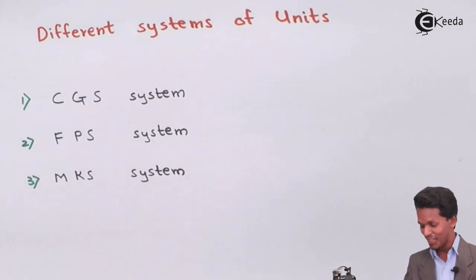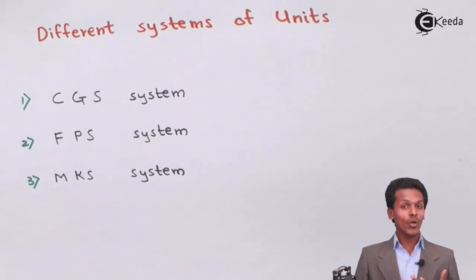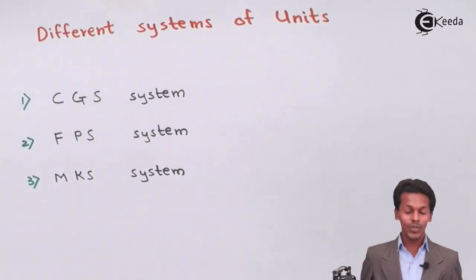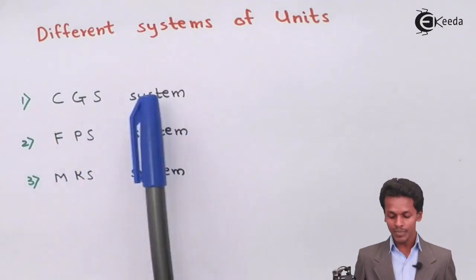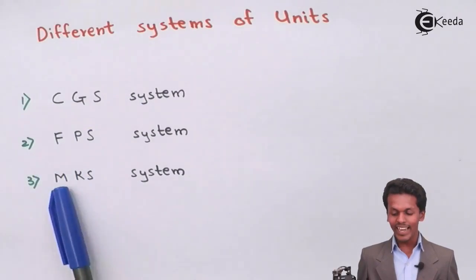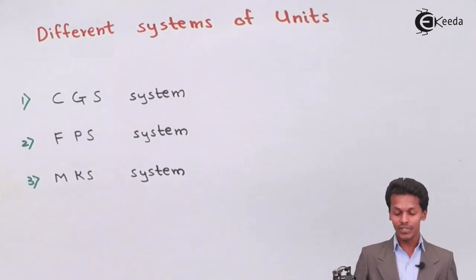Actually, there should be a line. Okay. So now talking about different systems of units. The systems of units are three types basically: CGS system, FPS system, and MKS system. So what are these abbreviations actually?